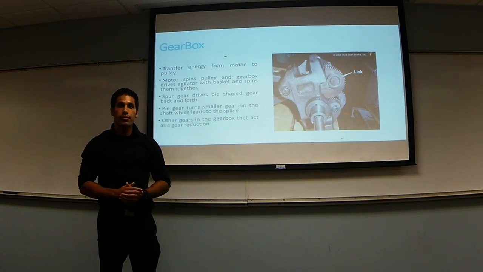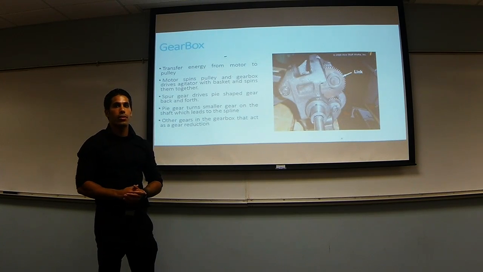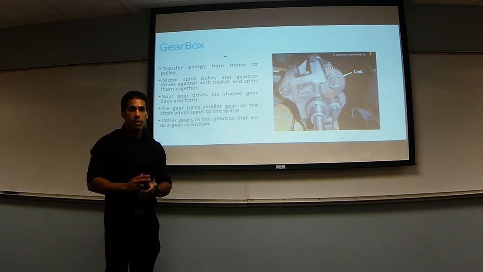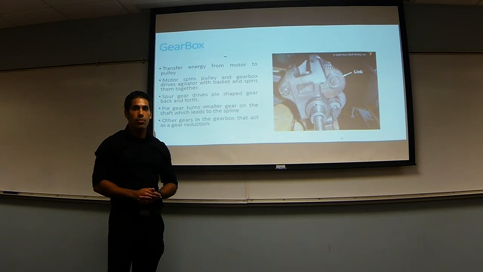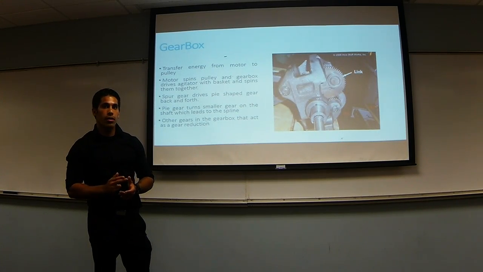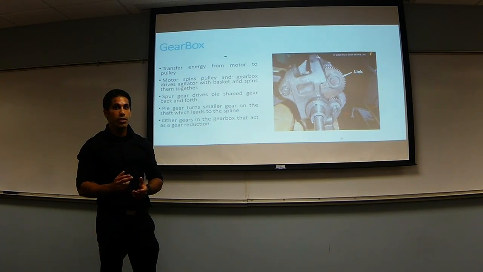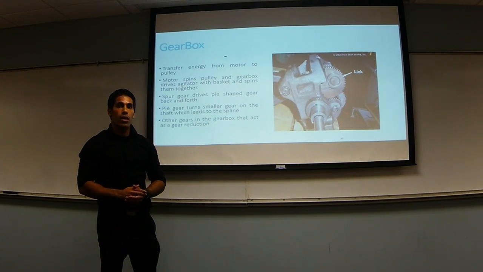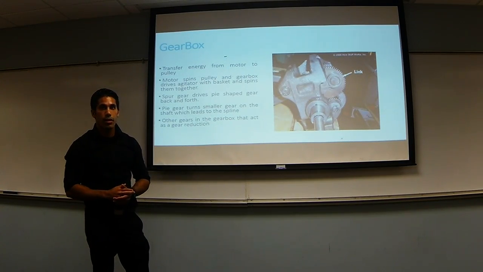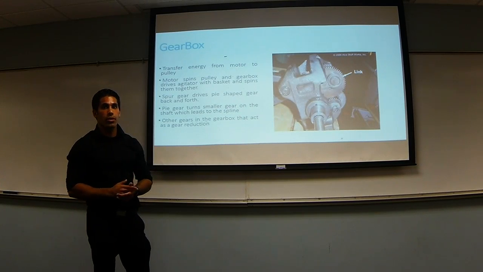In this figure, you can see the spur gear with a link attached to it. When the gear spins, it turns another pie-shaped gear back and forth, and the pie-shaped gear then turns the smaller gear into the shaft, which leads to the spline. There are also other gears in the gearbox that provide a gear reduction, which slows down the rotational speed.